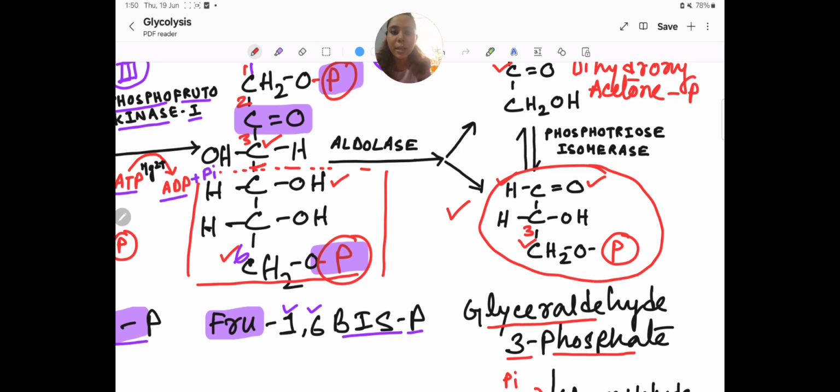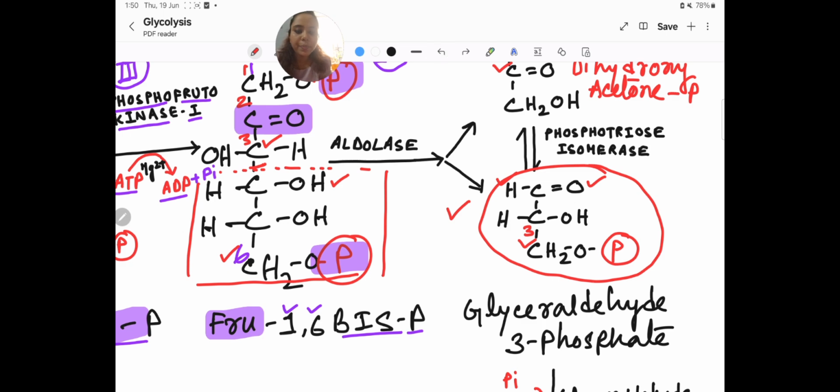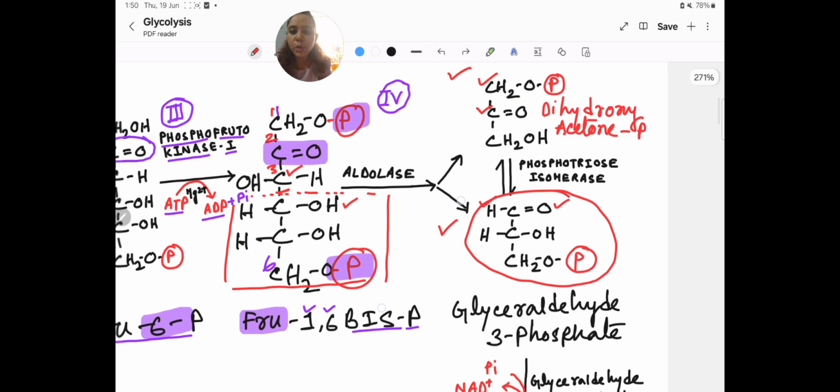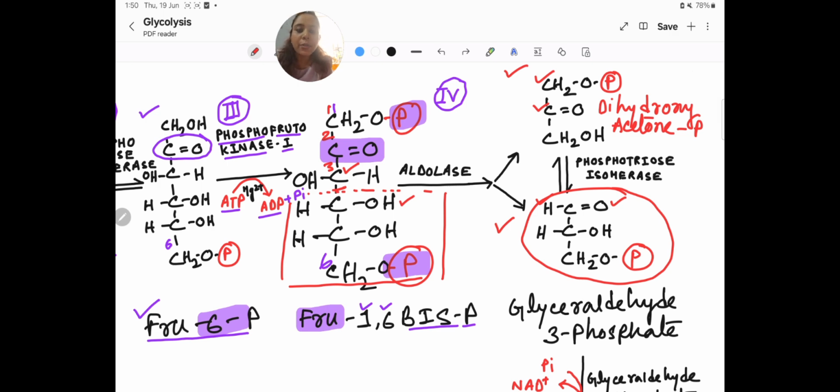Okay, so once again there is a change. What change? There is fructose 1,6-bisphosphate, and we split it into two 3 carbon compounds. The first one is dihydroxyacetone phosphate, and the second one is glyceraldehyde 3-phosphate, and these two are isomers because they have the same molecular formula. Okay, so that is why they are also isomers. Who are isomers?